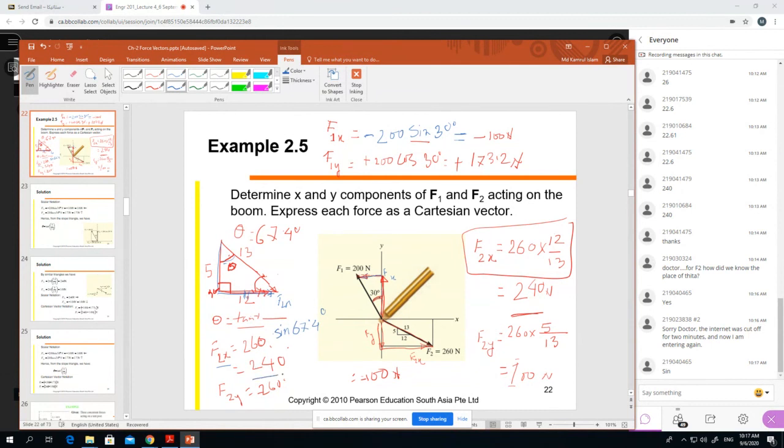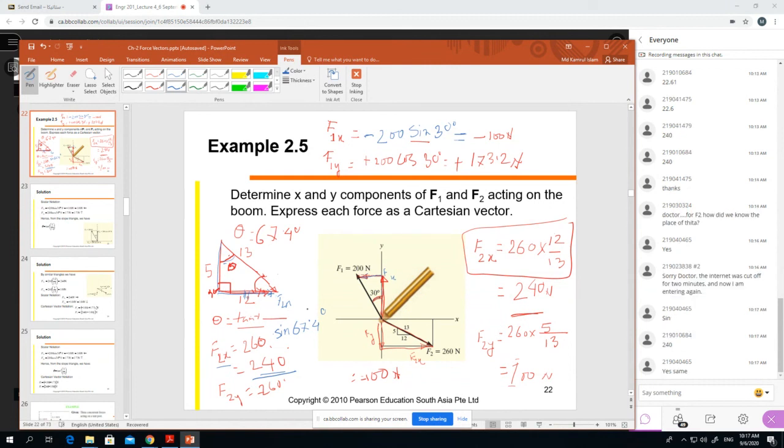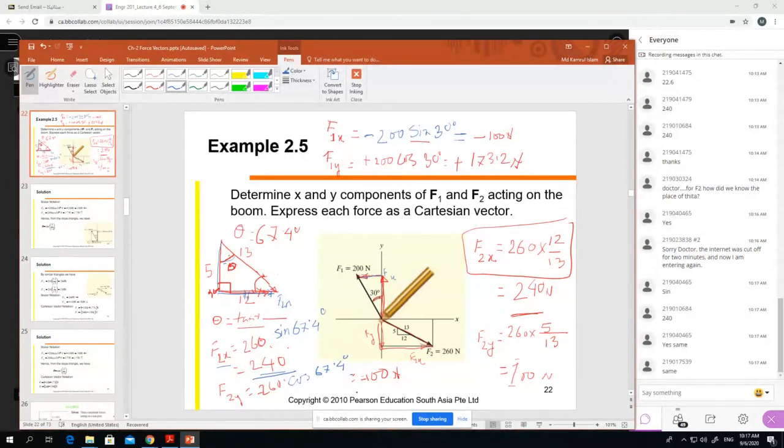And you see the answer is the same or not? Tell me. Calculate please. Yes, same. And F2y will be cos 67.4 degrees, and the answer will be like this. Is it the same or not? Tell me.